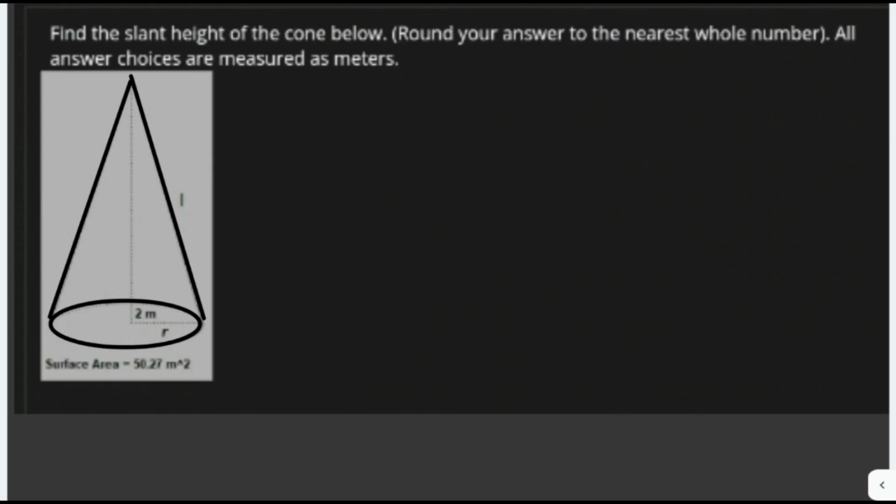Alright, let's try another problem here. Find the slant height of the cone below. Round your answer to the nearest whole number. All answer choices are measured as meters. Oh, we don't have the choices here. Alright, so we find the slant height and we're given the surface area. We're given here the surface area, which is equal to 50.27 square meters, and the radius is equal to 2 meters. And all right, we don't have the slant height, so we need to solve for it.